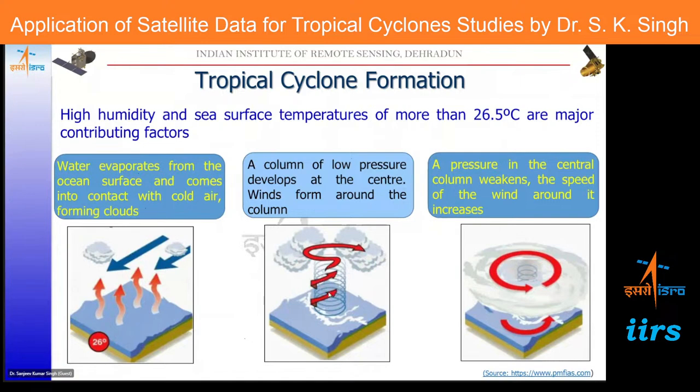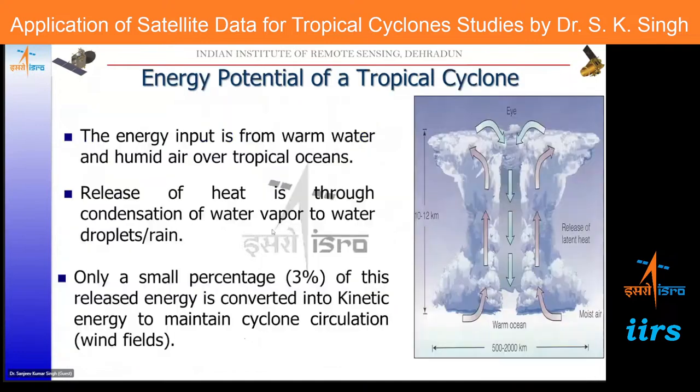And as this low pressure weakens, the wind speed starts increasing. So it is inversely proportional. If the pressure decreases, the wind increases around the low pressure area. So this is all about tropical cyclone formation.